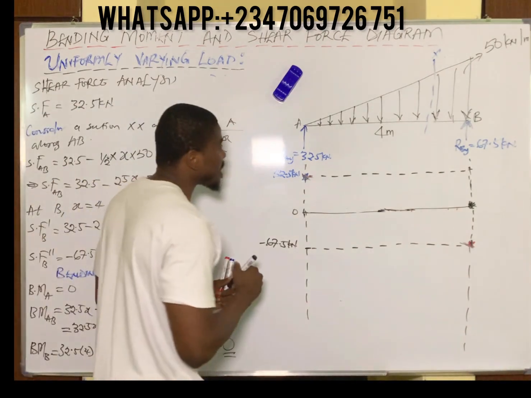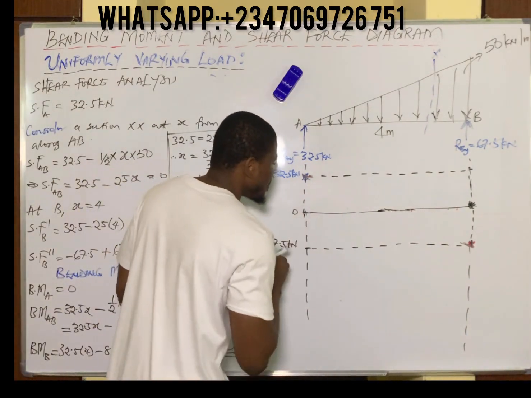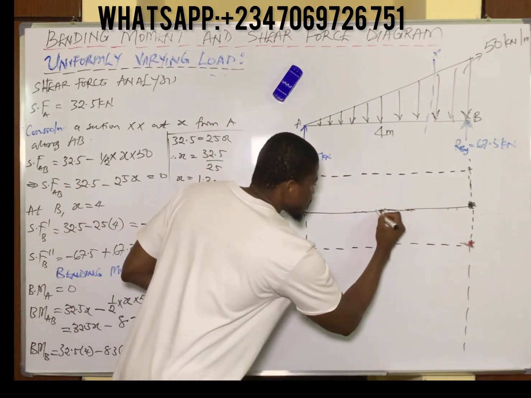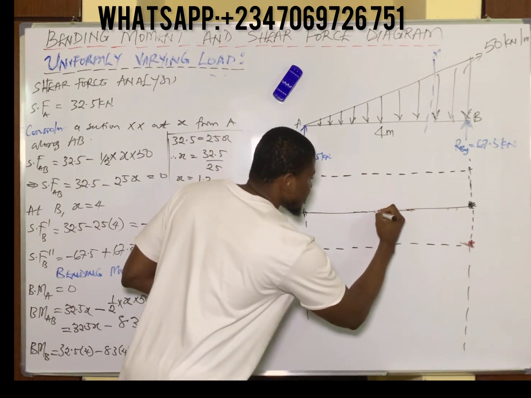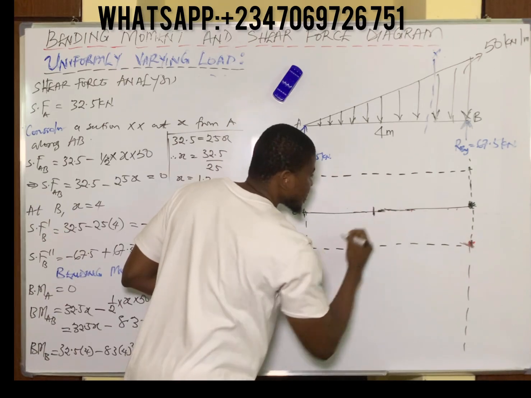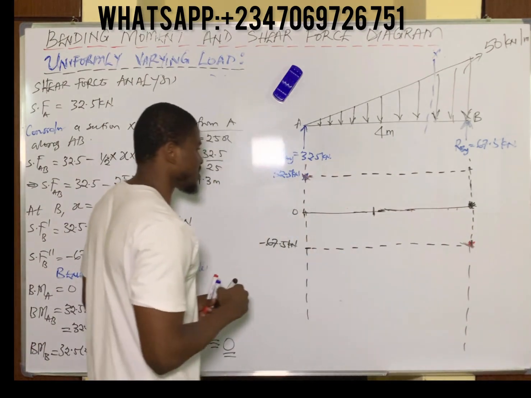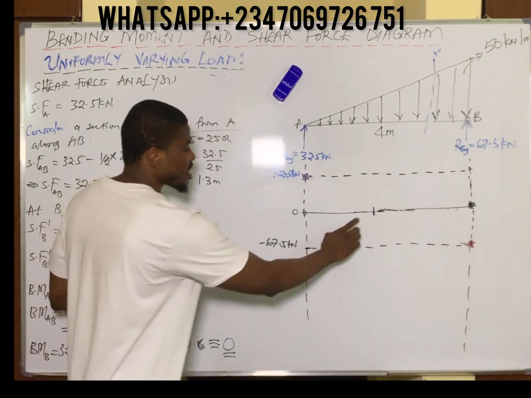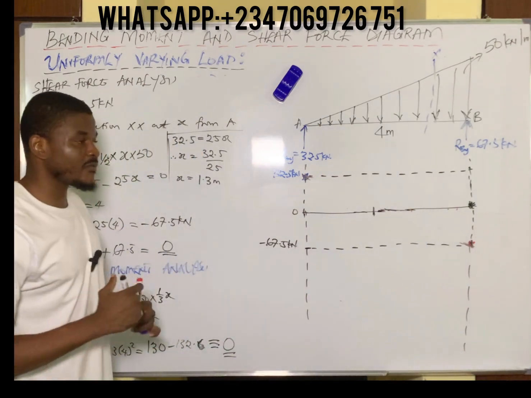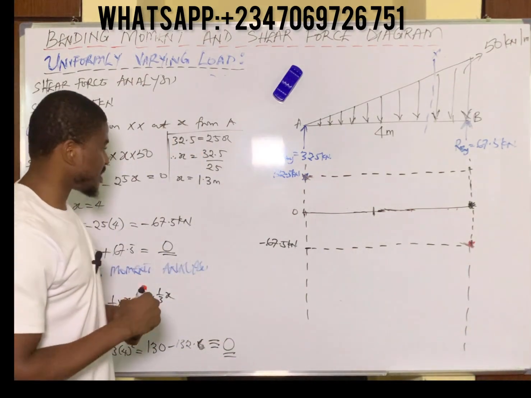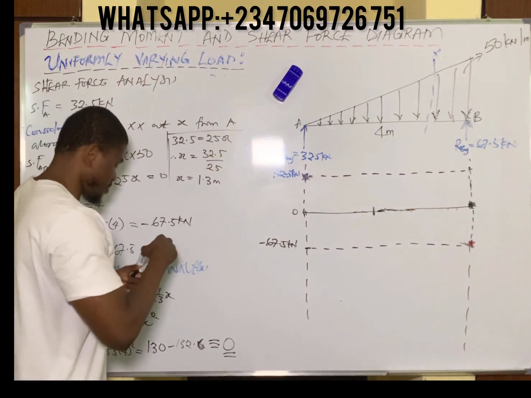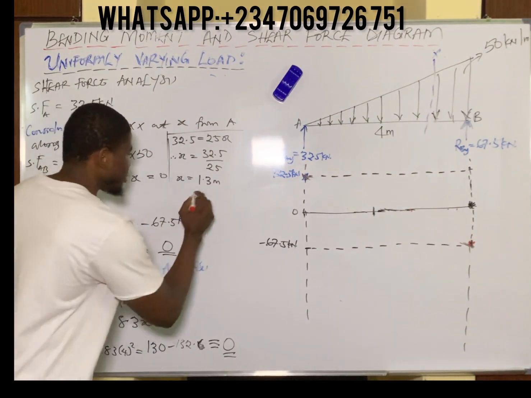So you simply measure out 1.3 from 4. Remember we're using a freehand sketch, so we're not entirely accurate. The remaining distance is 2.7 meters. So this is the point where shear force changes sign from positive to negative, which indicates the point of maximum bending moment.